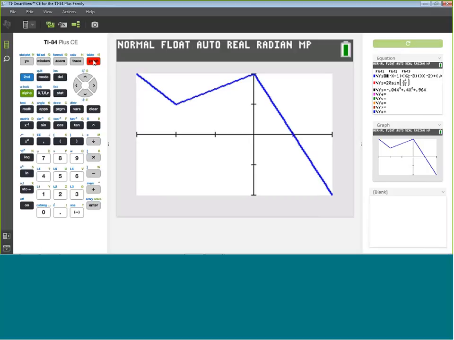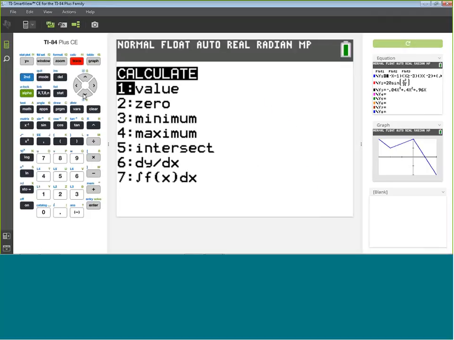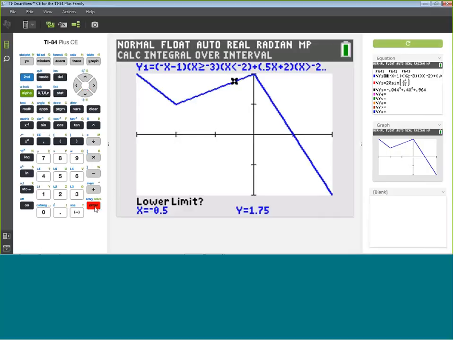Now to evaluate the integral here, I'm going to evaluate from -2 to -1, just so you can see that. We're going to go second, calculate, and then choose integral. And it prompts me, what is the lower limit? Oh, the lower limit is -2. And I just want to explore to -1.